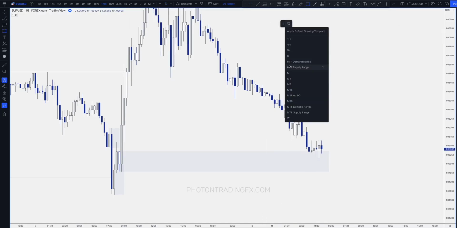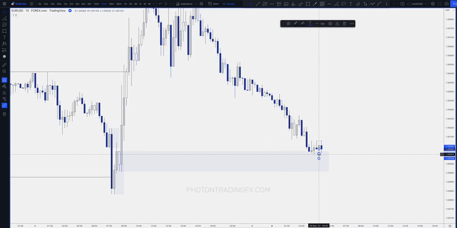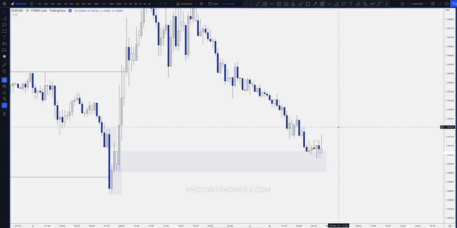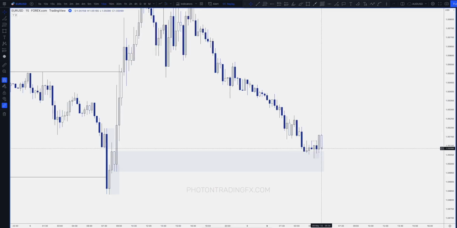Maybe there's some demand within here and maybe you could get long already. Now we've got a bit more of a convincing break, right? Now we're really starting to move up. So again, maybe you could wait for price to pull back in, like on the M1. I won't drop down now, and you could be looking for M1 entry models.